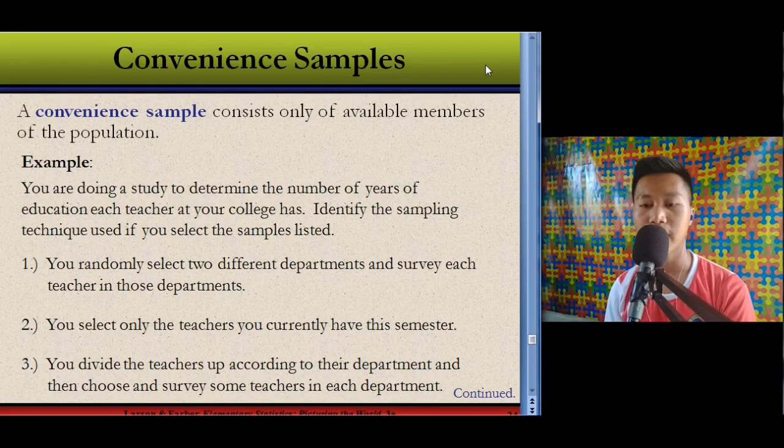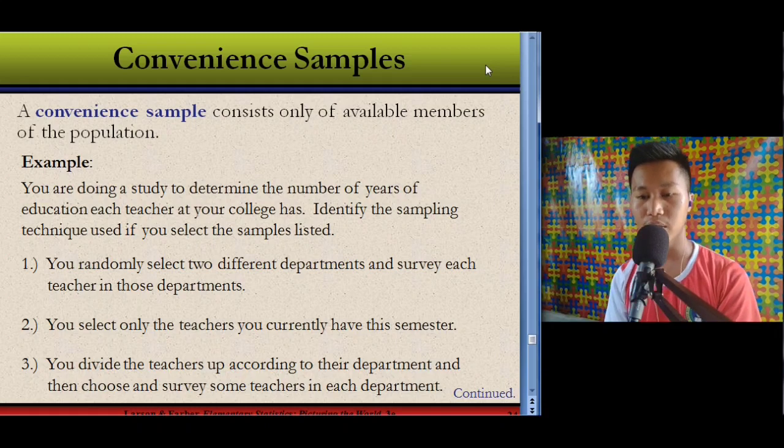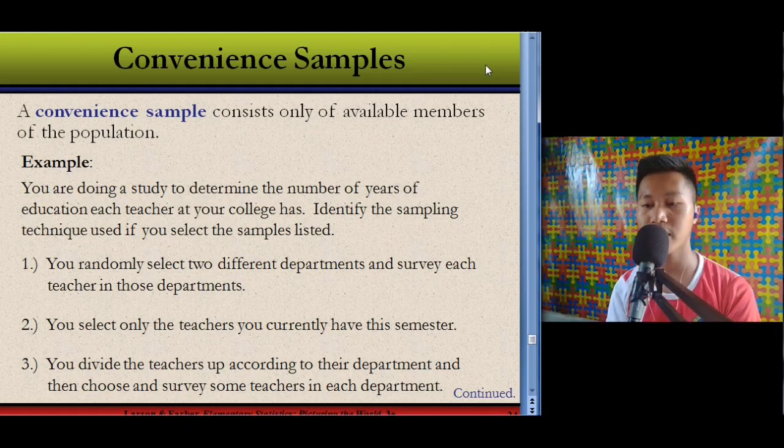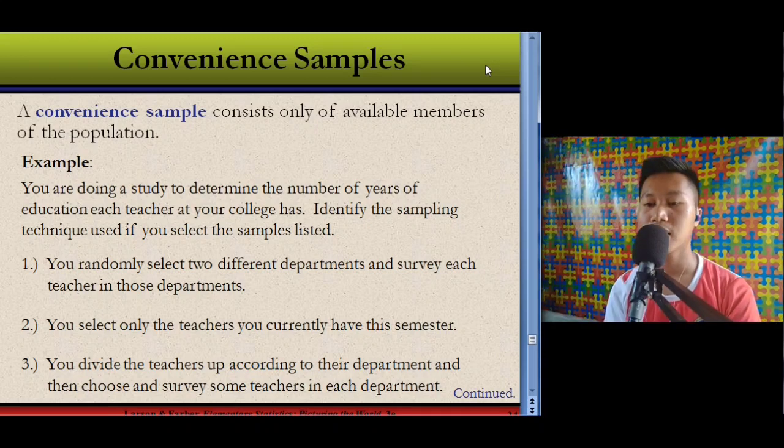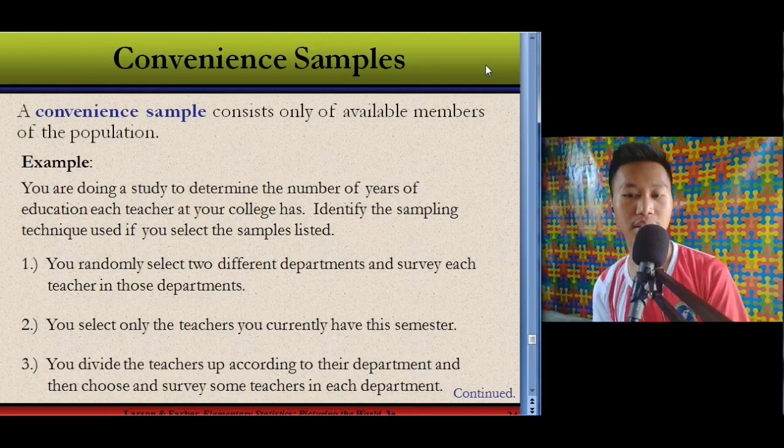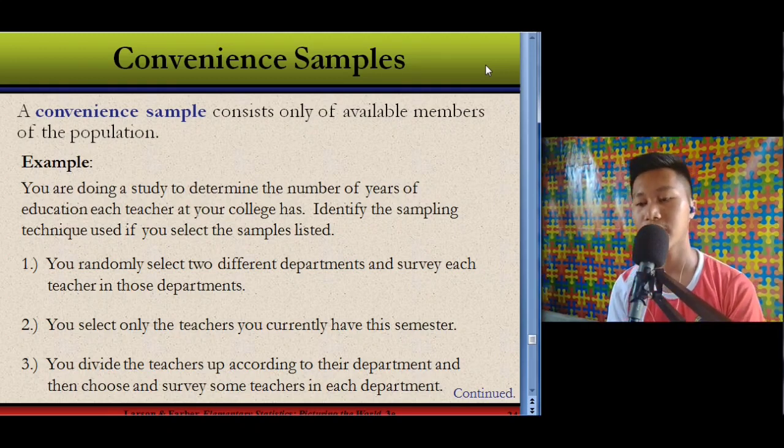Now, okay, let's proceed. Number 2, you select only the teachers you currently have this semester. So, you have already picked those who are available. So, obviously, this is convenience sampling. Convenience sampling. So, you select only the teachers you currently have this semester.